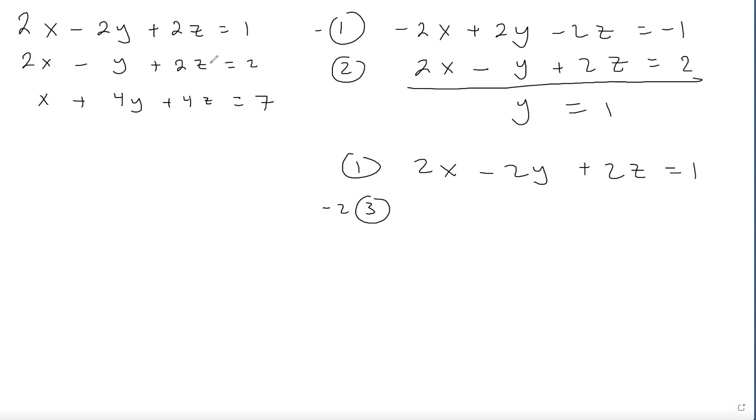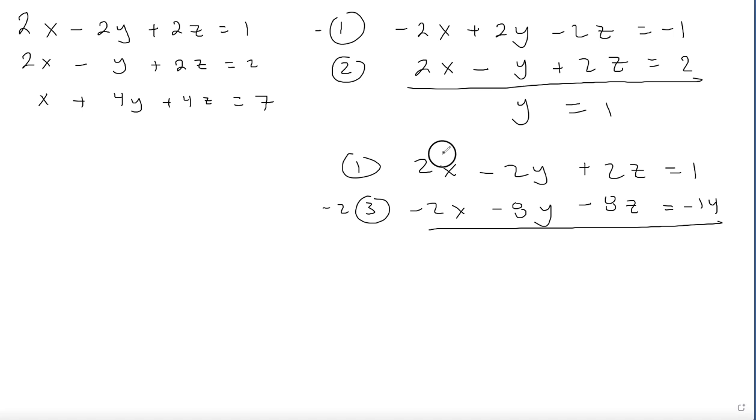I could have also used equation 2 right here. It wouldn't have mattered. That's one of the things. There isn't any wrong step. You're just trying to meet the goal of eliminating an x or a z. The important thing is we're trying to keep y in there. So then we'll go 2 to this one, and that's going to be -2x, and then 2 times 4 would be a -8y, 2 times 4, -8z, and 2 times 7 would be -14.